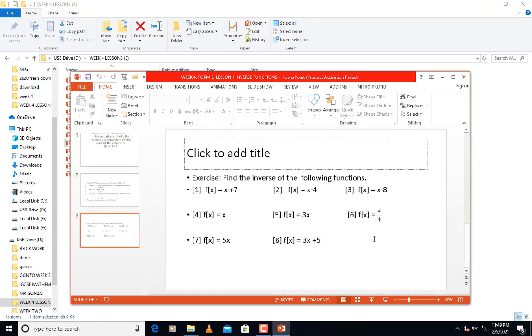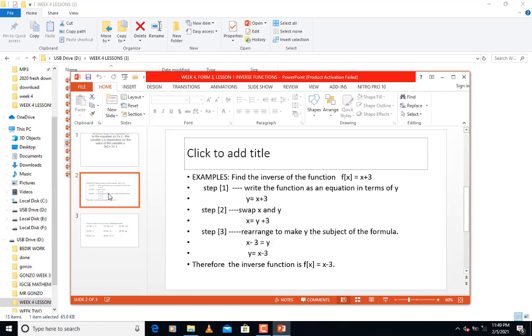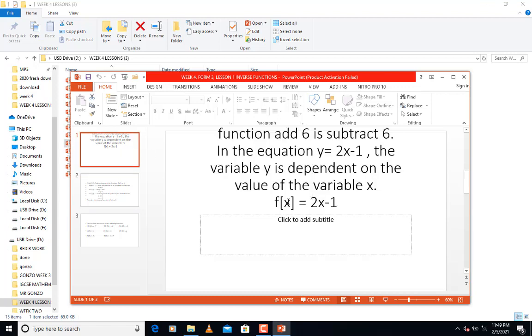So, if that is the case, what is the notation now? How do we write the function? The function is written as f of x equals 2x minus 1, in terms of the variable x.